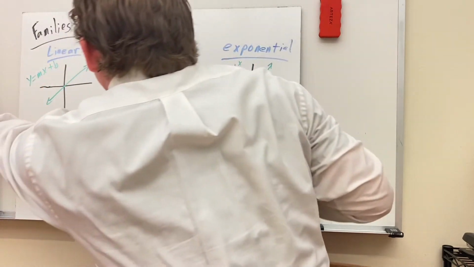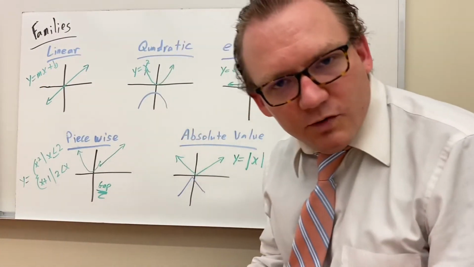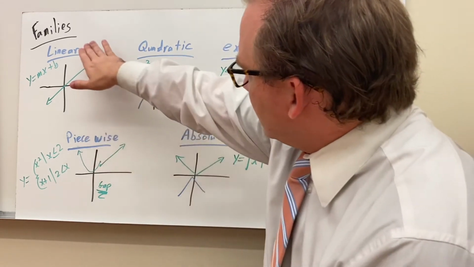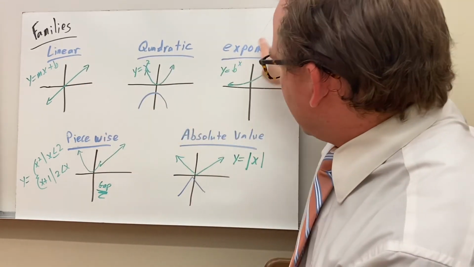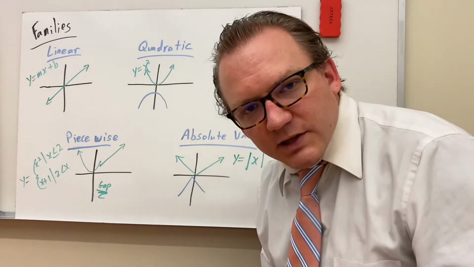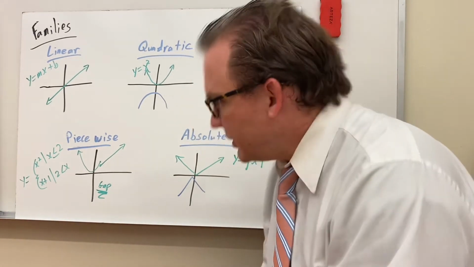All right, so we've talked about some major characteristics. We're now going to move into 5 function families that I want you to learn about. The 5 families are linear, quadratic, exponential, piecewise, and absolute value. Just get a general overview in this lesson. We'll study these more later this year.